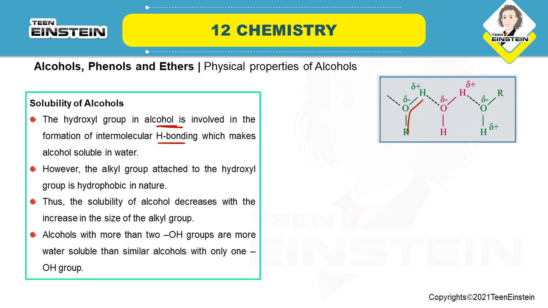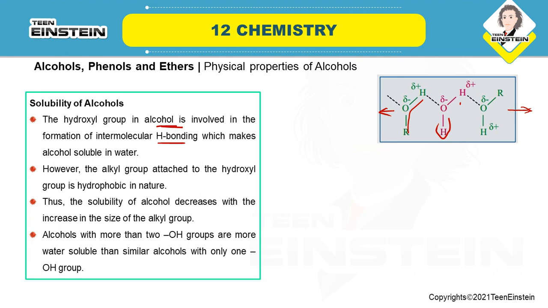Now these are water molecules. See, the purple color molecule is the water molecule, and the green color molecule is the alcohol. So you can extend this on both sides. So here hydrogen bonding is possible not just between two alcohol molecules, but hydrogen bonding is also possible between one alcohol molecule and a water molecule.